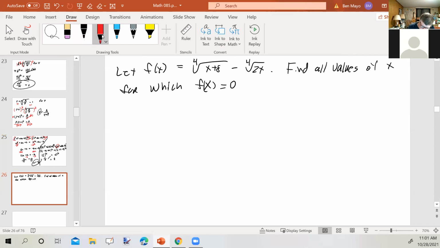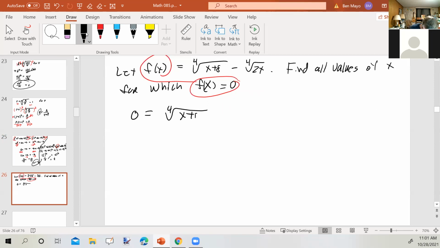So what are we going to do? We're going to take this and replace f of x with 0. So now my equation becomes 0 equals the 4th root of x plus 8 minus the 4th root of 2x. So I have an equation with two radicals. I want to isolate those radicals. So I'm going to add the 4th root of 2x to both sides. So now I've got the 4th root of 2x equals the 4th root of x plus 8.